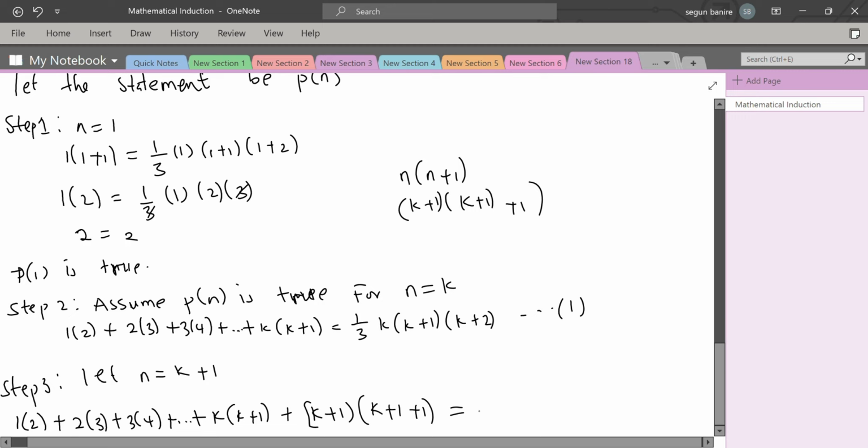So on the other side now, the definition is 1 over 3 n into n plus 1 into n plus 2. So you just replace the n by k plus 1. So you get 1 over 3. Here becomes k plus 1, and here you get k plus 1 plus 1, because these are your n now. Then you also get k plus 1 plus 2.